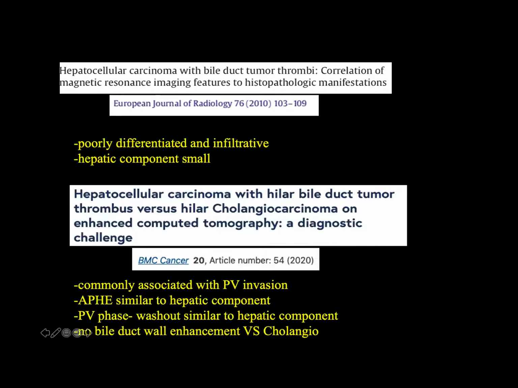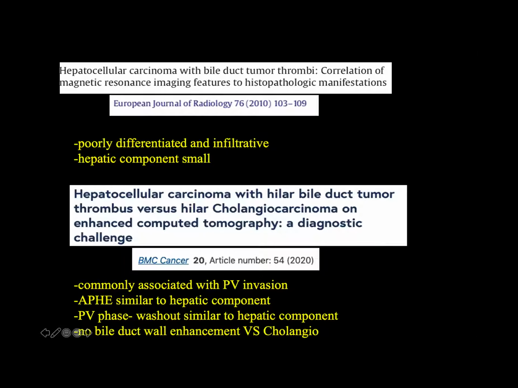There were two papers. The first one from 2010, European Journal of Radiology, says so-called bile duct invasion by HCC is commonly seen with poorly differentiated and infiltrative type of HCC without a capsule, so to speak. And then they all say how the hepatic component is small. In this study, they had a very small cohort, 21 patients.